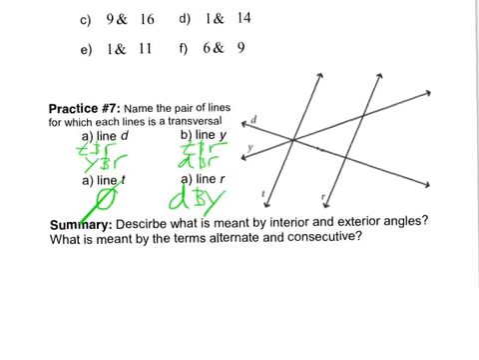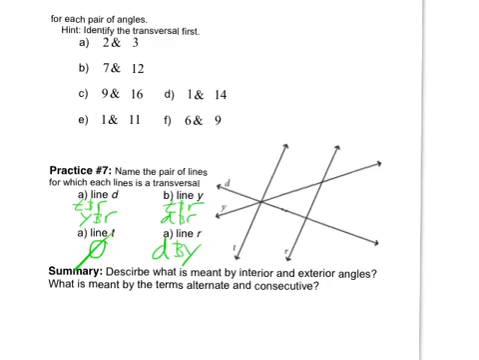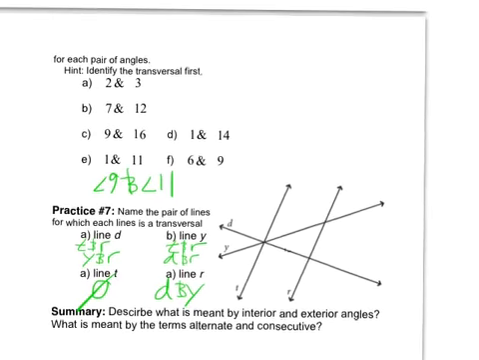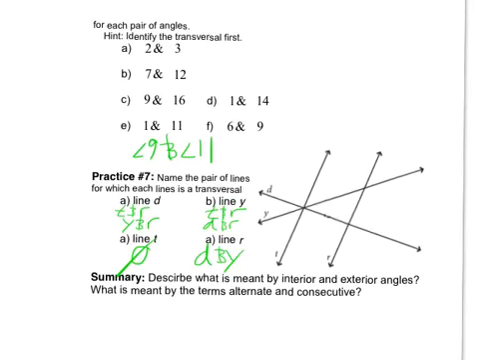If you want, you guys can try and see if you can figure out the names of all these angle relationships here, 2 and 3, 7 and 12, 9 and 16, 1 and 14, 1 and 11, 6 and 9. And another one to try is angles 9 and 11. And if you want to do that, use the drawing from the page before it, and you should be able to figure that out. Okay.